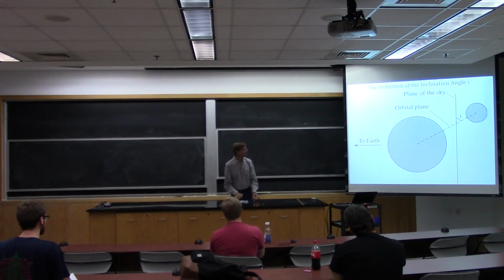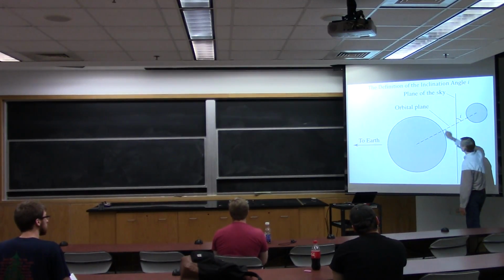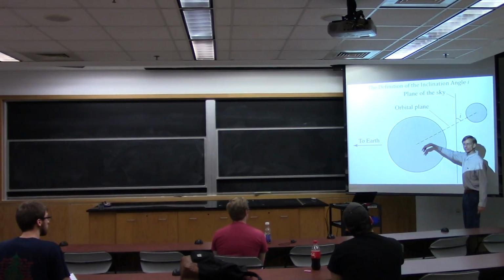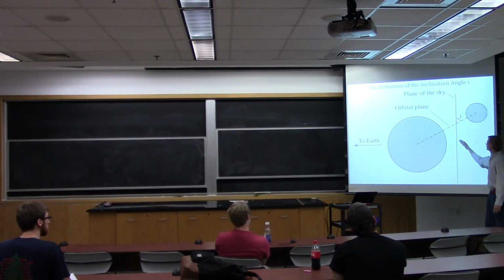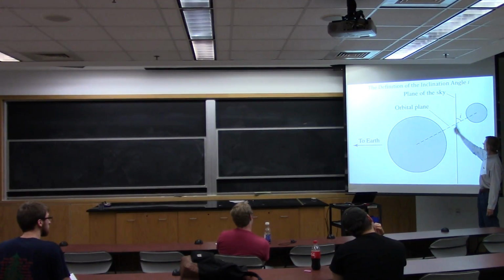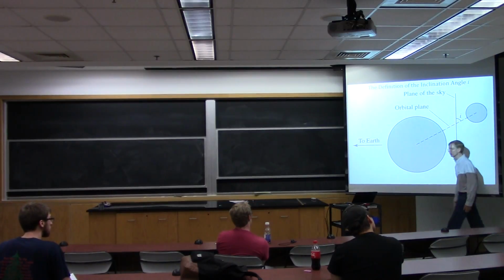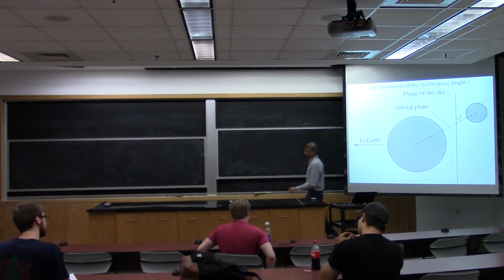This is the definition of the inclination angle. In other words, the dashed line represents the orbital plane sticking into and out of the screen here. And so the inclination is the angle between the orbital plane and the plane of the sky. An inclination of 90 degrees corresponds to the orbital plane being lined up with us, where we are looking along the orbital plane.